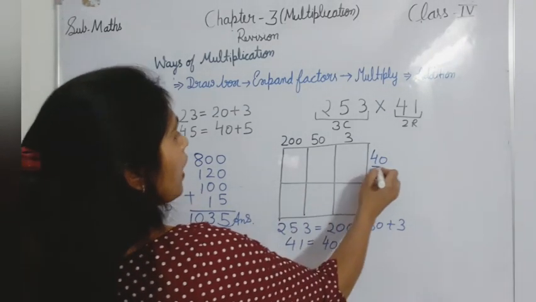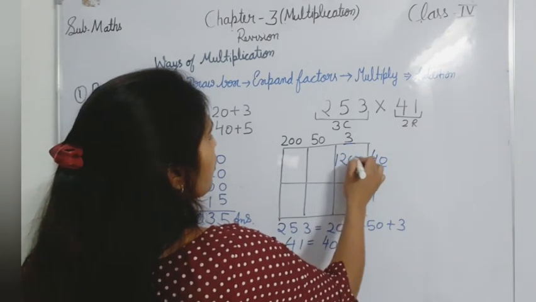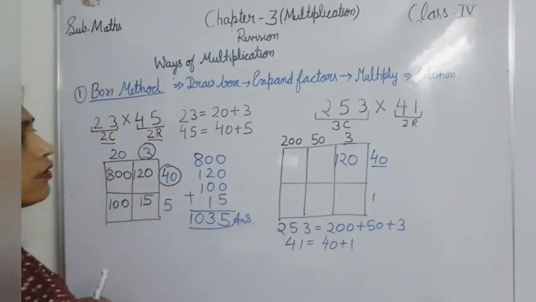40 multiplied by 3. So 120. 40 multiplied by 50.